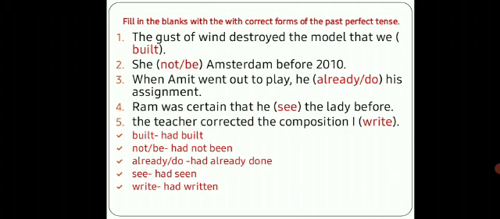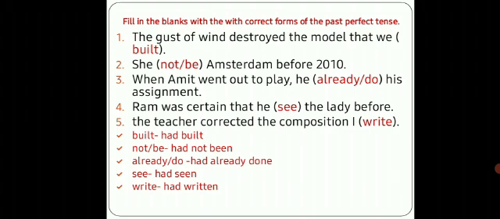All right. Now next, you remember we have to use the past perfect tense of the verb given there. She not be Amsterdam before 2010. So she, remember, had not, the participle form of be, been. So she had not been Amsterdam before 2010.